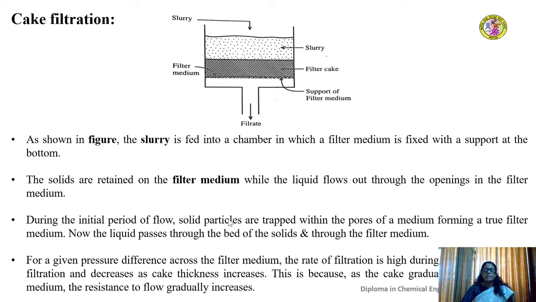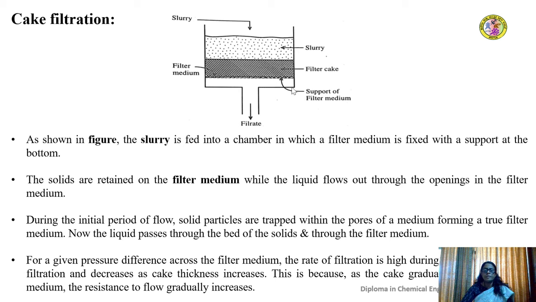Now the liquid will pass through the bed of solids and through the filter medium. The liquid passes first through the bed of solids deposited as a cake, and then through the pores of the filter medium, if it has to come out in the form of a clear liquid called filtrate. For a given pressure difference, meaning the difference in pressure between the upper side and the lower side of the filter medium, this side is called the upstream side of the filter medium, and this is the downstream side of the filter medium.